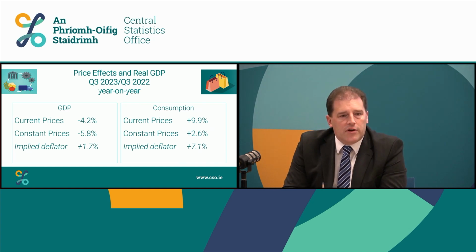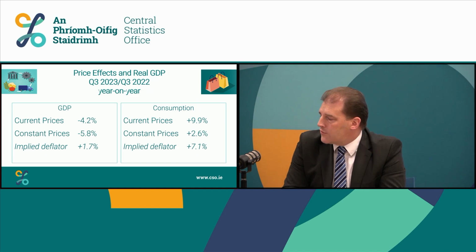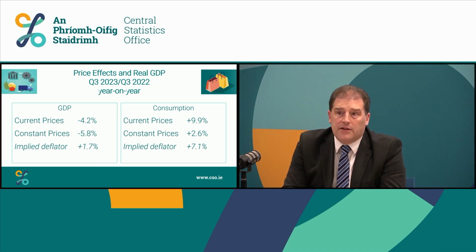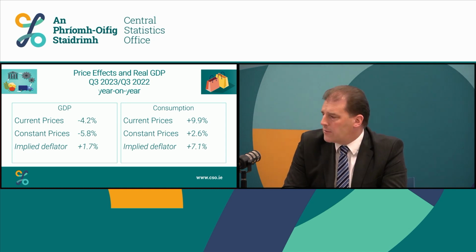The example there with consumption is to look at money terms. Consumption's up 9.9% quarter over the same quarter last year. But in volume terms, consumption is up 2.6%. So that gives you an implied deflator or a price change of just over 7%. You can do the same thing with GDP, and you'll see the price effect overall is a little bit less in GDP, and that's been declining over the last 3 quarters. So the GDP deflator was a lot bigger, and a lot of that's related to exchange rates as well in the traded part of the economy.